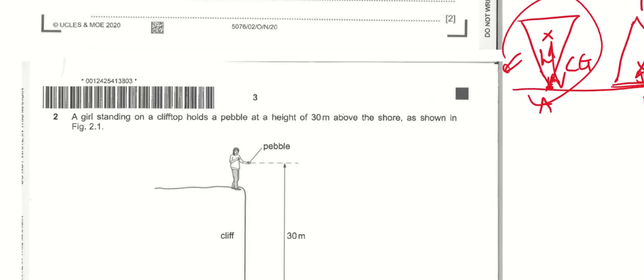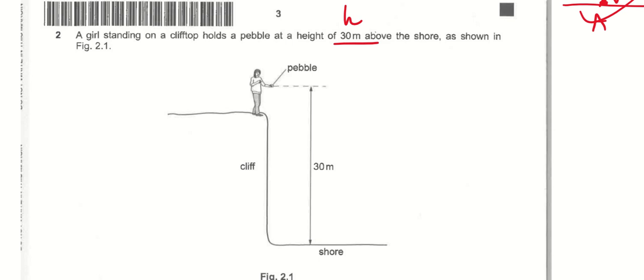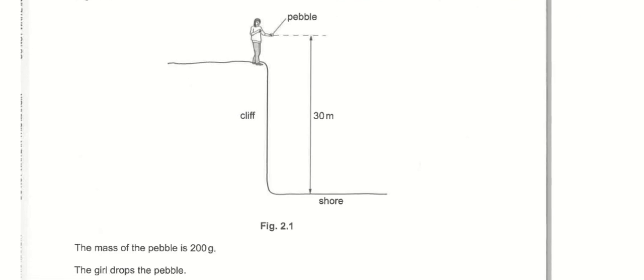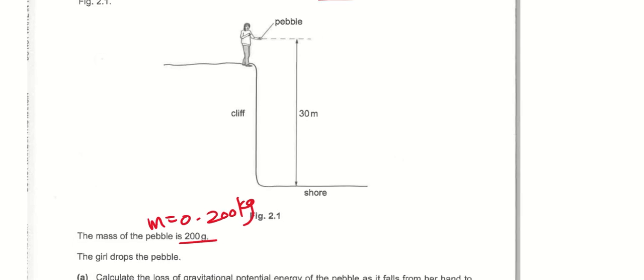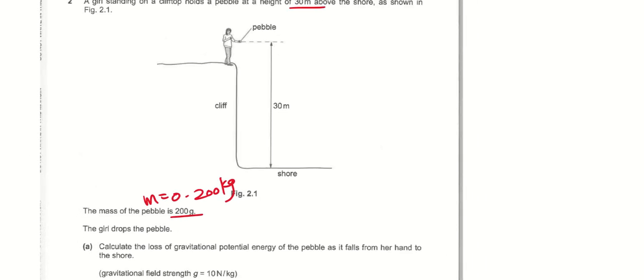Let's go to question 2. A girl standing on a cliff top holds a pebble at a height of 30 meters above the shore. So this is my h. As shown in figure 2.1, the mass of the pebble is 200 grams. So this is actually 0.2 kg. So this is my mass. Okay, why do I change it to kg? Because I suspect it is a work, energy, and power chapter question.